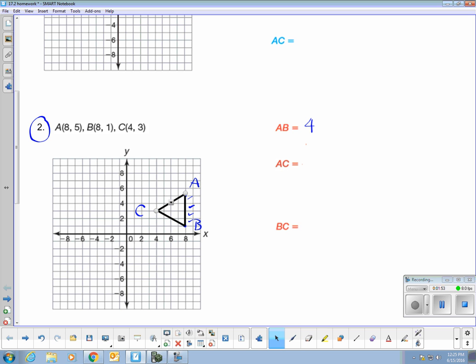Let's sharpen this up a little bit here. Bring this down. Okay. So if I want to find the distance from A to C, let's draw a little right triangle. And in this right triangle, this side is 2, and this side is 1, 2, 3, 4. So the distance from A to C is the square root of 2 squared plus 4 squared. And we can simplify the square root of 20 into 2 radical 5.